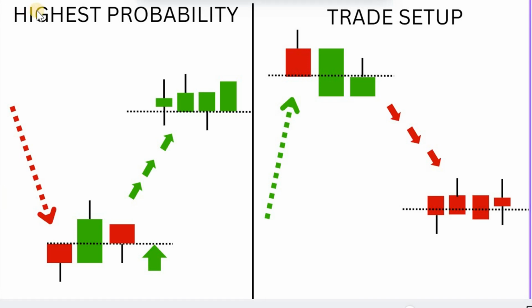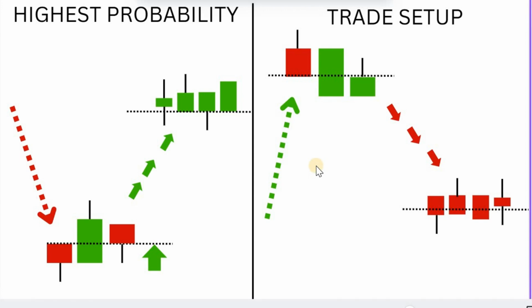So in this video, we'll be talking about the highest probability trade setup. Now, this trading setup is not a reversal setup. It's just based on the continuation, a continuation of our first topic when we talked about reversal patterns.